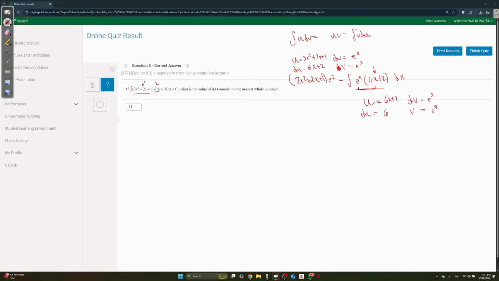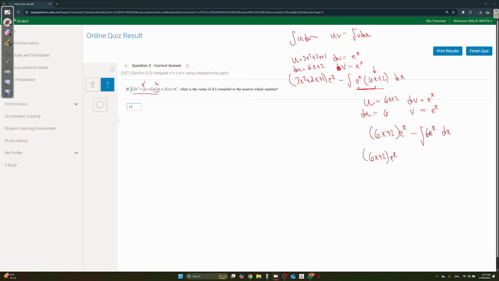So let's apply our rule one more time. uv minus integral v du. So uv, so (6x plus 2) times v, which is e to the x, minus integral v du. So e to the x times du, which is 6. So I'm just going to put 6e to the x dx. Now, can we simplify this? Yes, we can. (6x plus 2) e to the x.